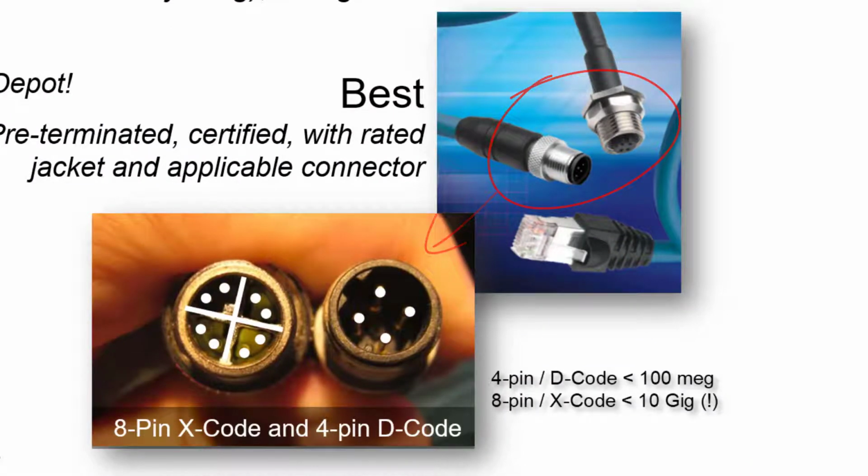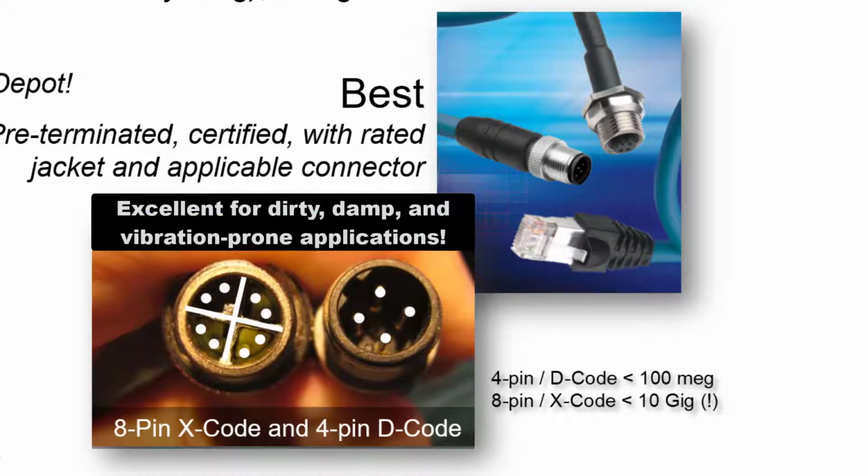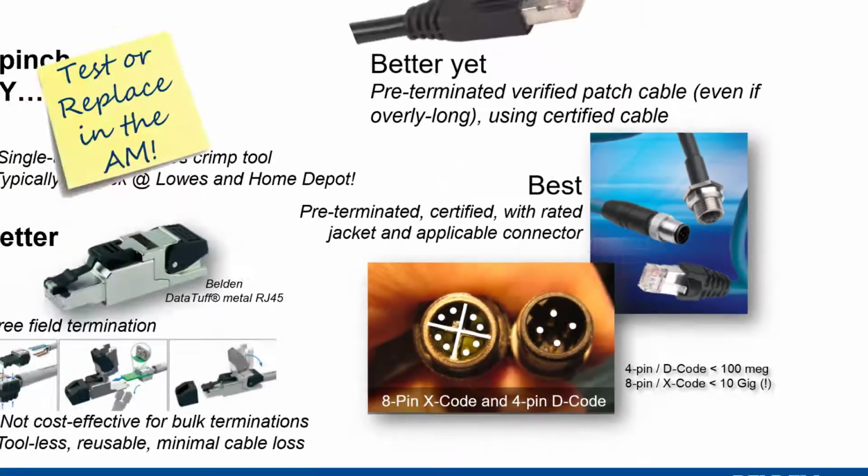The one on the left is an 8-pin X code. It supports speeds up to 10 gigabit. And the one on the right supports 100 meg speeds, as it only has 2 pair or a 4-pin connector.